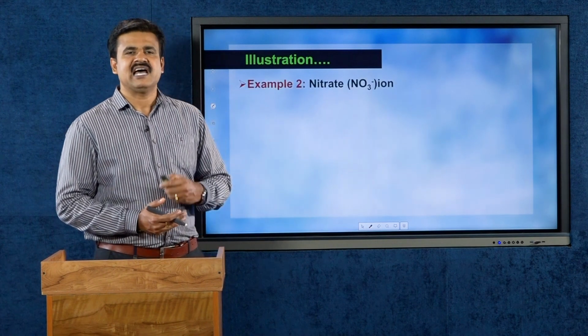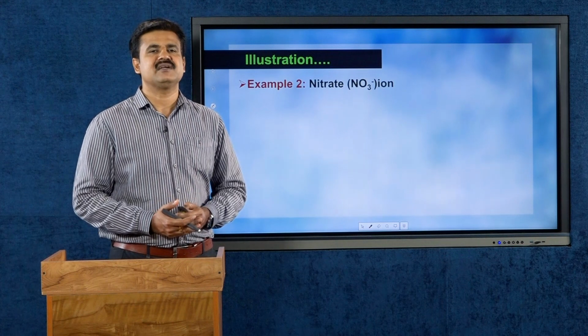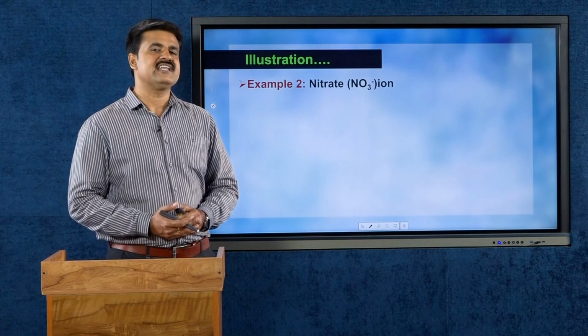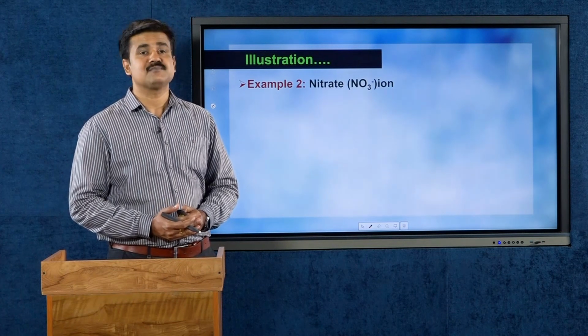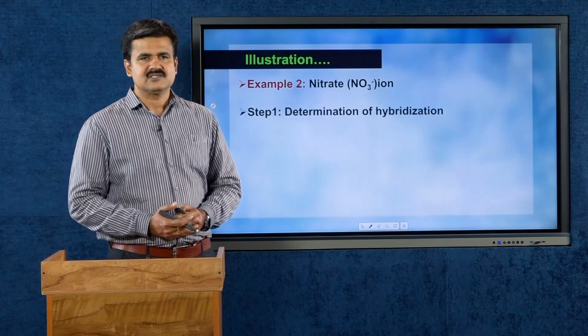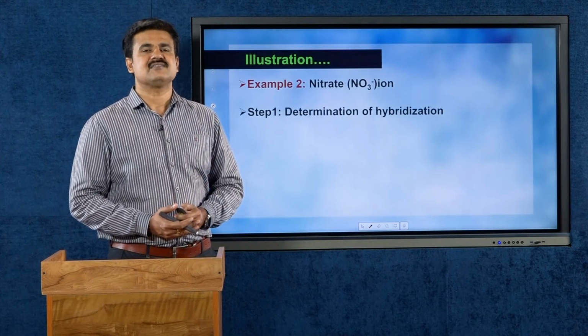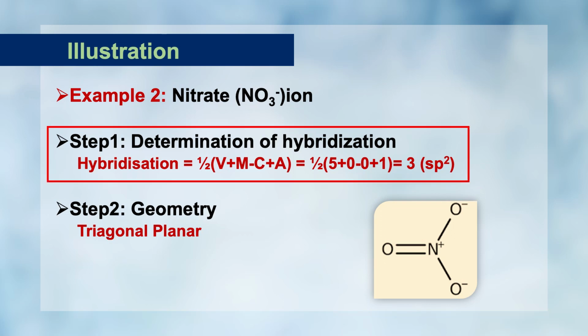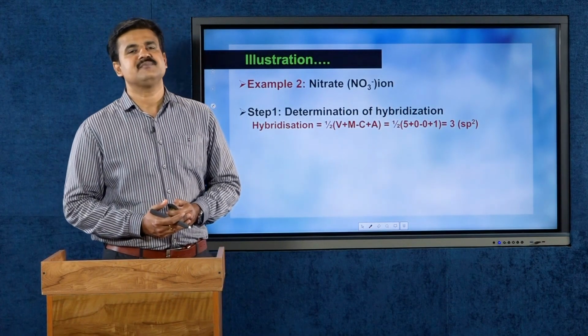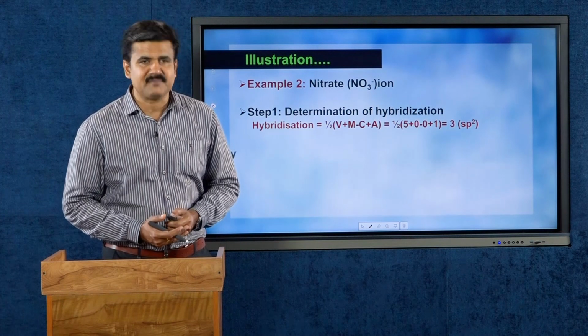Now we are taking another example, that is nothing but nitrate ion, NO3- ion. We already learned the fact that NO2- and NO3- both exhibit the same hybridization, that is sp2 hybridization. So, determination of hybridization is the first step. We already made it, and hybridization is equal to 3. That is, 3 orbitals take part in hybridization. That means the exact hybridization is sp2. So, in nitrate ion, the central atom nitrogen exhibits sp2 hybridization.